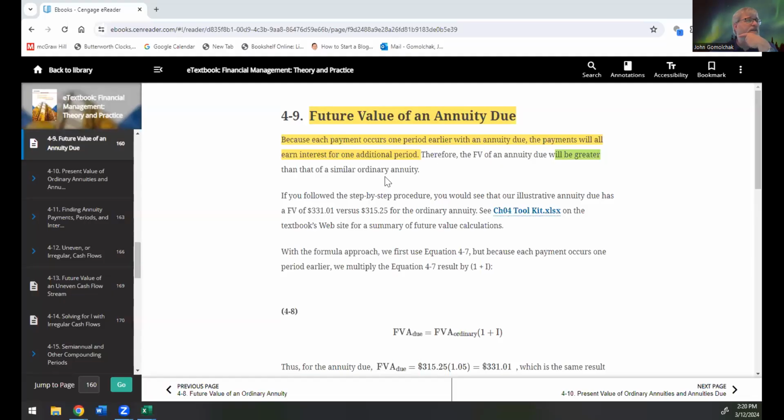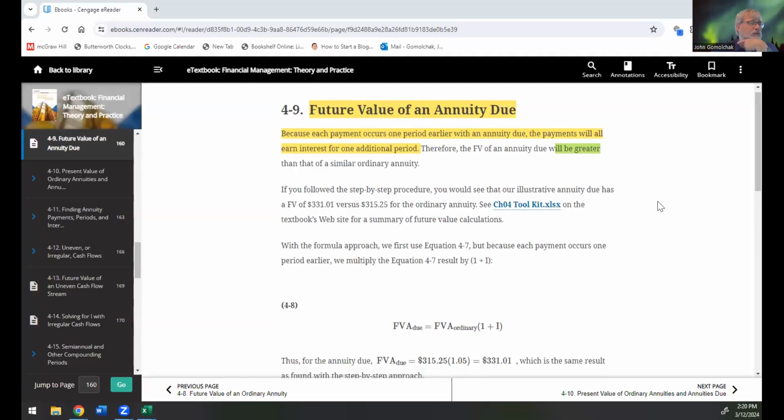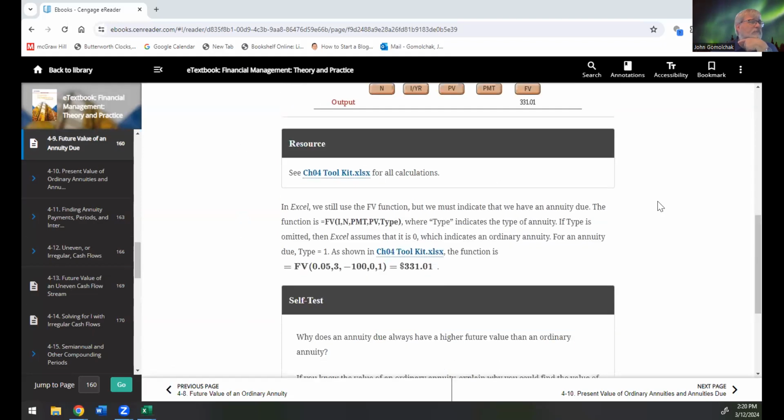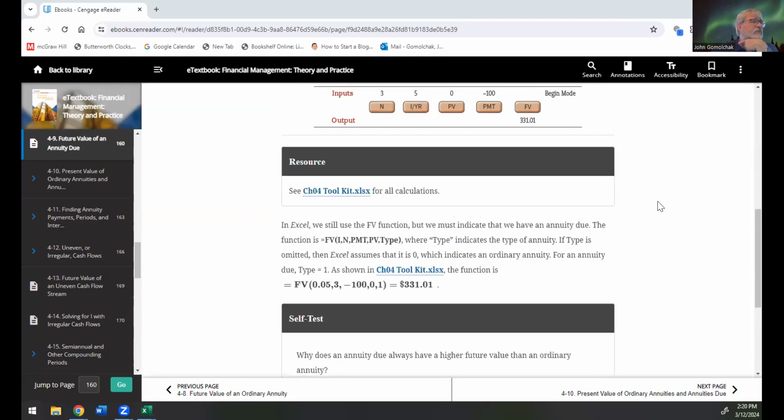All right, so let me go back to the book. Yes, I forgot we needed to do the future value of an annuity due. So there's not that much to really worry about here. In Excel, we still use the function, but we must indicate we have an annuity due. All right, so I'm going to go back to my spreadsheet. We're going to show you the difference here.